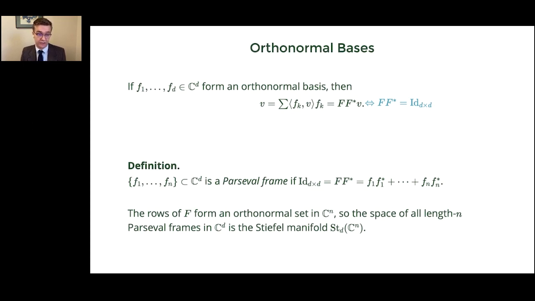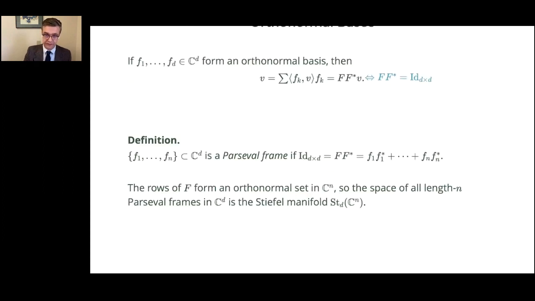And so the space of all Parseval frames we can identify exactly with the Stiefel manifold of orthonormal D-frames in C^n, which is not a complex manifold, but is a real one, because this condition is not a complex condition, since it involves conjugation. But it's certainly a perfectly nice real manifold. It's a homogeneous space, a nice Riemannian manifold. All right. So that's the space of Parseval frames.